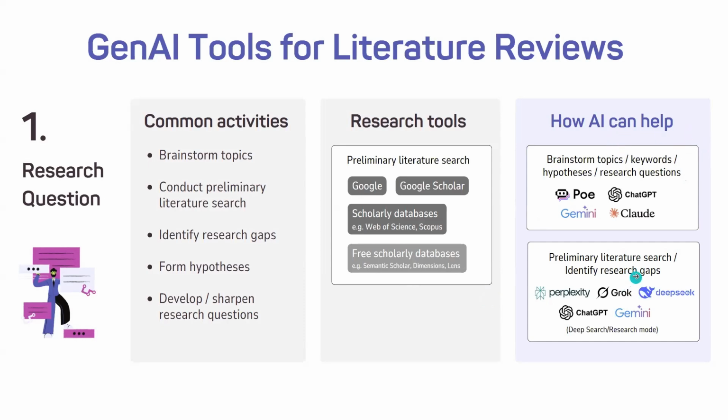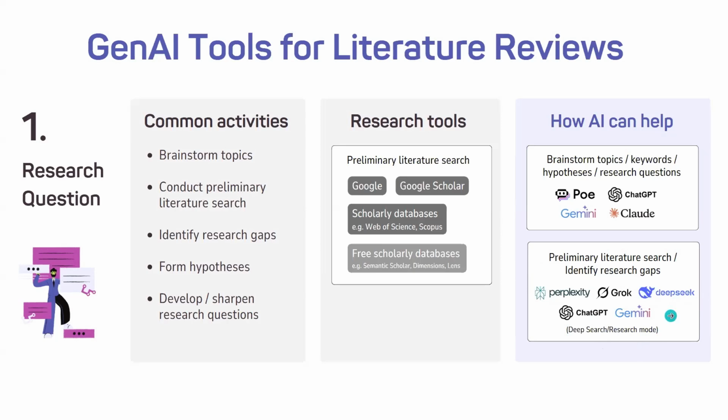They can also help us do some preliminary literature search. Some of the tools I mention here are Perplexity, Grok, DeepSeek, and also Gemini and ChatGPT. We know that all of them can access the internet, so that we can get the latest information on certain topics.